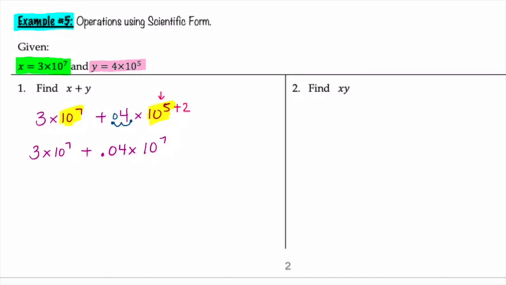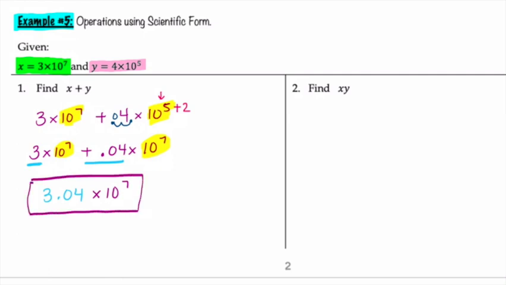So there's my setup now. Now that I have both of these 10 to the 7th power, I can go ahead and add my coefficients. And I'm going to leave 10 to the 7th power as is. Since this is already written in scientific notation, I am going to stop there. For number 2, they want me to multiply. So I'm going to set myself up.